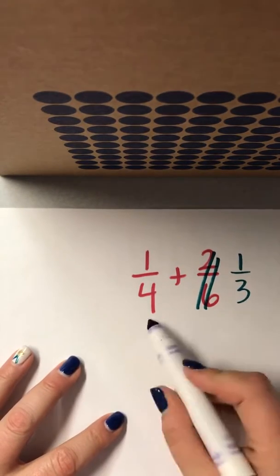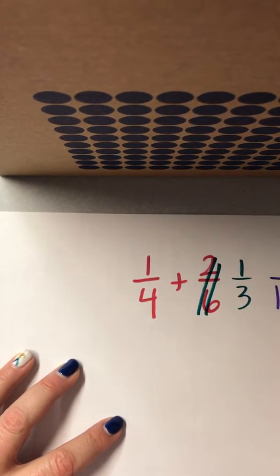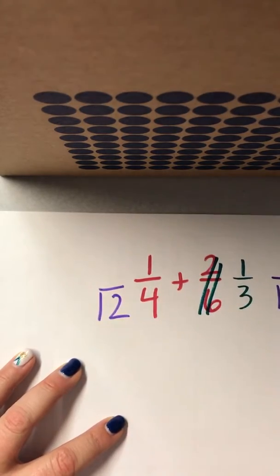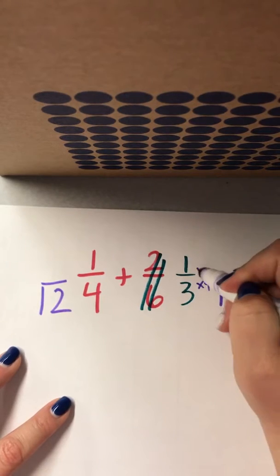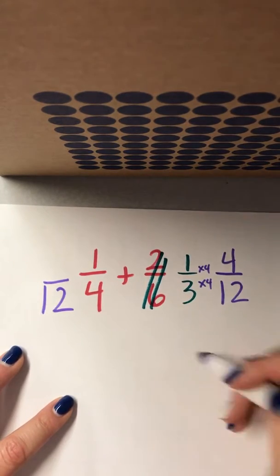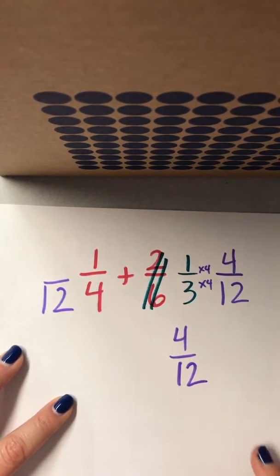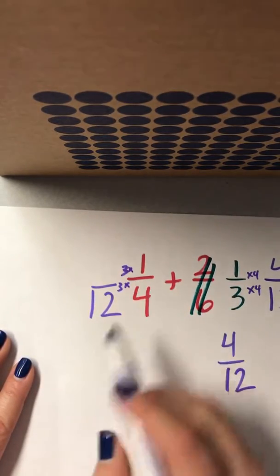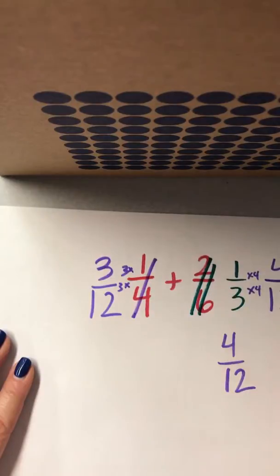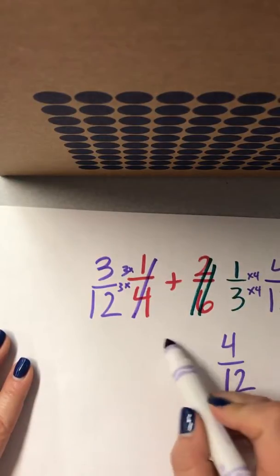So for this, 4 times 3 is 12. So I'm going to change it to a common denominator of 12. 3 times 4, so 1 times 4. 1/3 is the same as 4/12. 4 times 3, so 1 times 3. 1/4 is the same as 3/12.